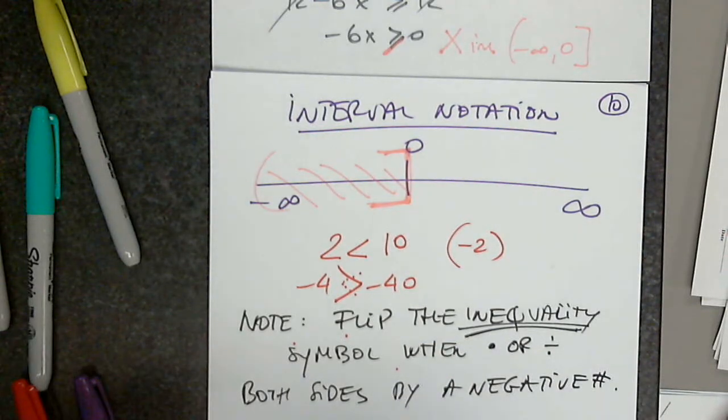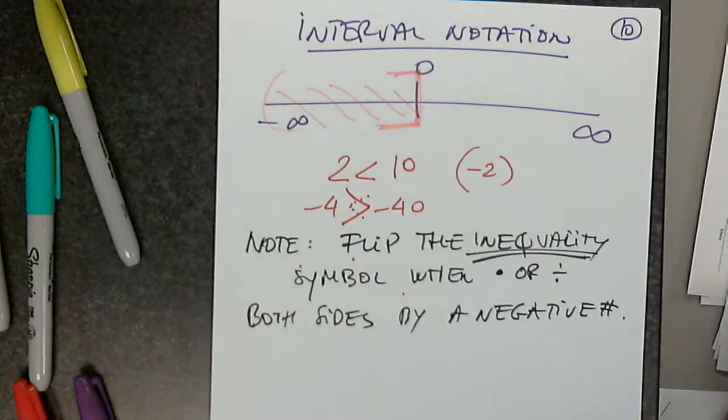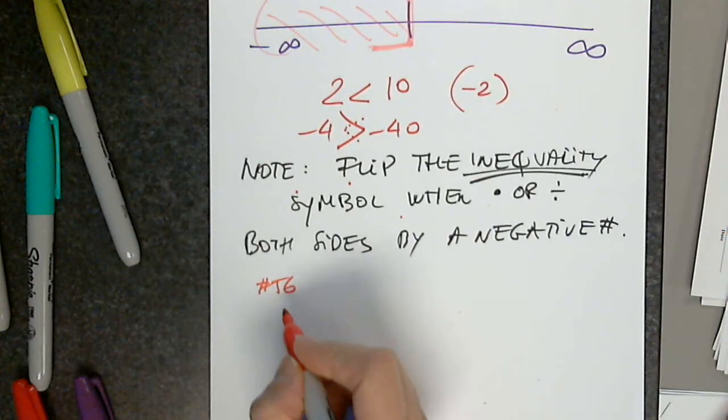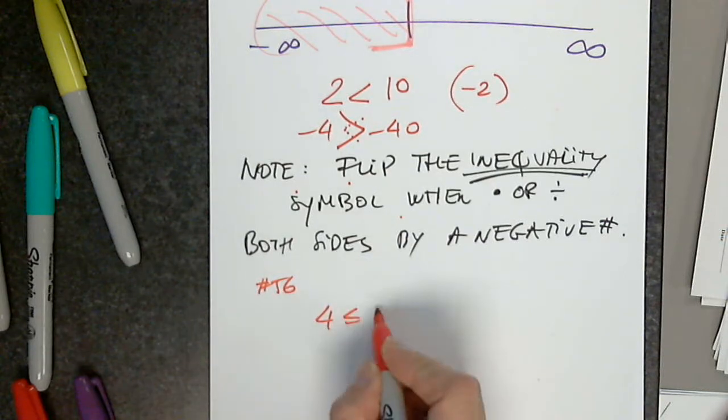Only when you multiply or divide by a negative number. Okay, one last one here. Let's say 56, and then I'll choose a few problems for you.